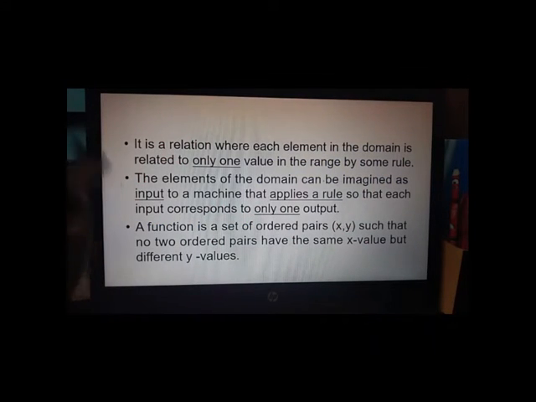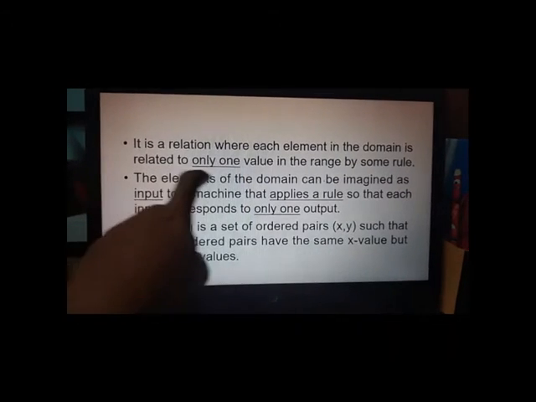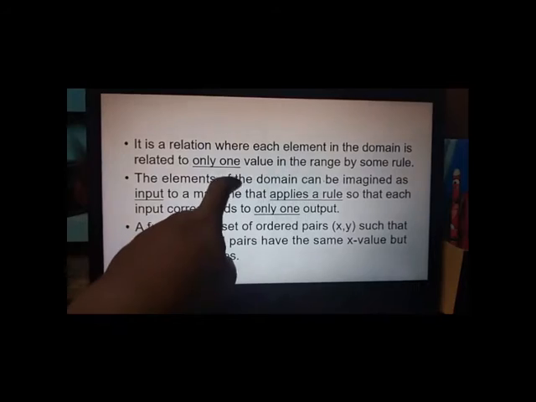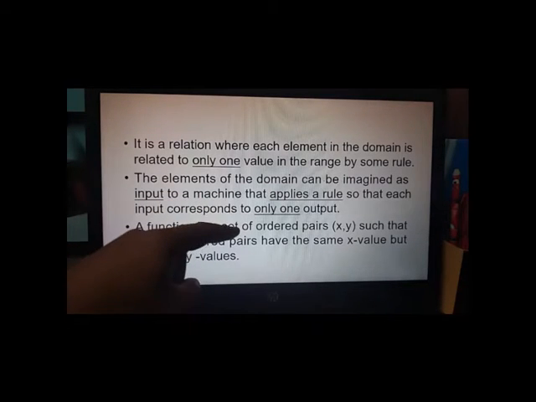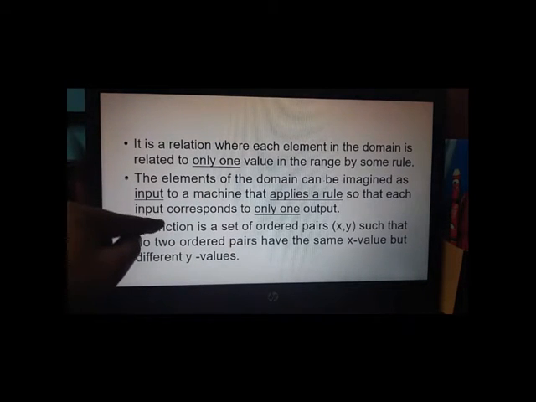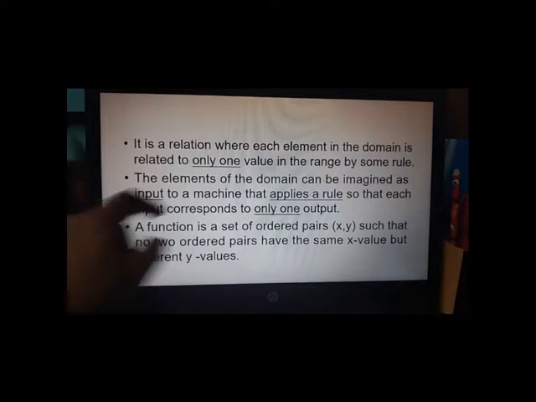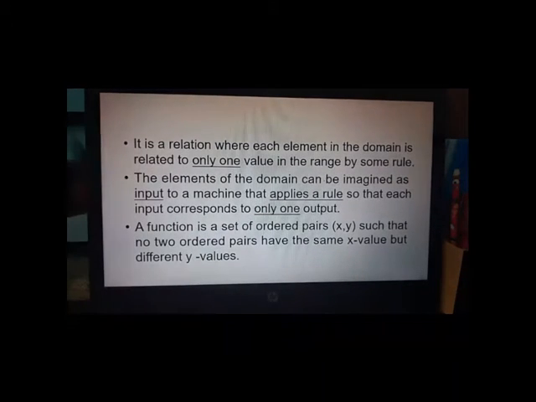So it is a relation. A function is a relation where each element in the domain is related to only one value in the range by some rule. The elements of the domain can be imagined as input to a machine that applies a rule so that each input corresponds to only one output. Take note of the underlined words, only one. A function is a set of ordered pairs (x, y) such that no two pairs have the same x but different y values.